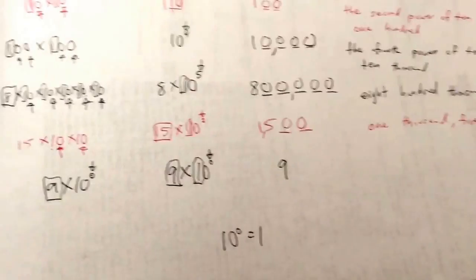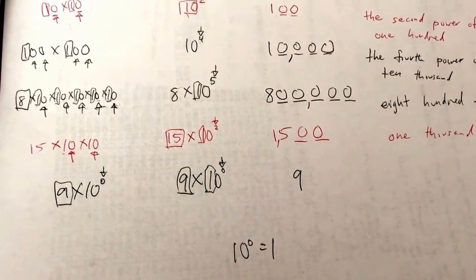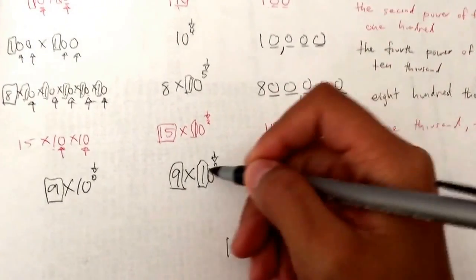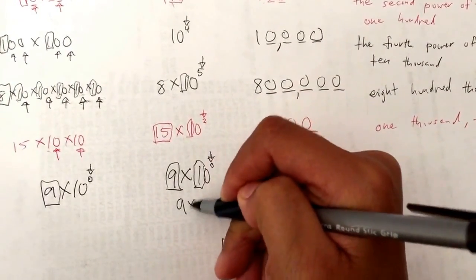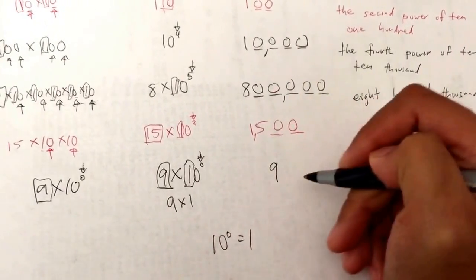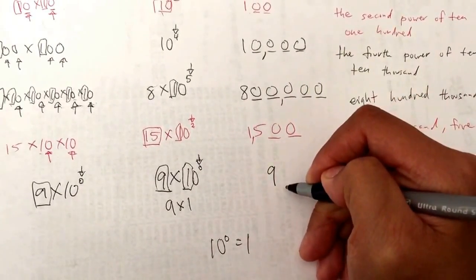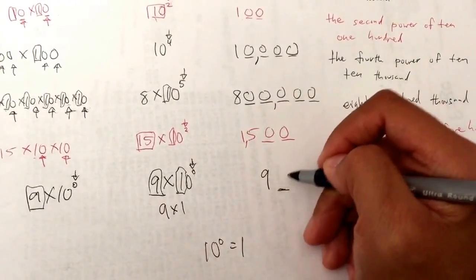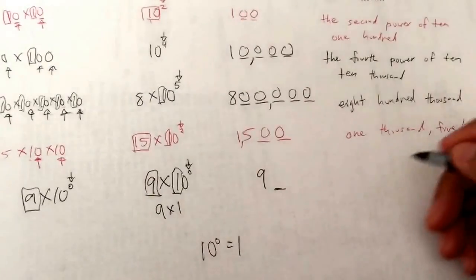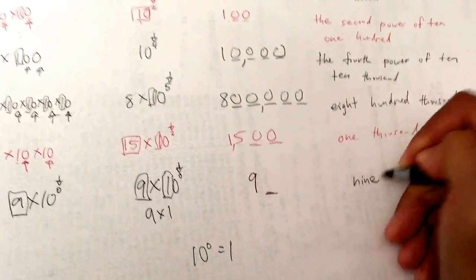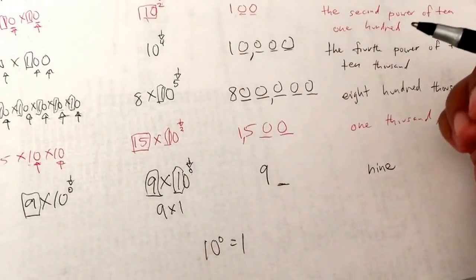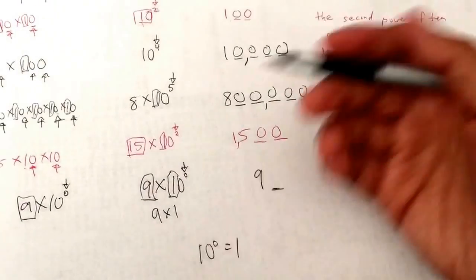And we talked about in last lesson, anything times 1 is that number. It's the identity property of multiplication. So 9 times 1 is 9. There's no 0 behind it. So if you put a line here, you're going to fill it in with no zeros. So your final answer is actually 9. 9 times 10 to the 0, 10 to the 0 is 1. We're going to be playing with that a lot.